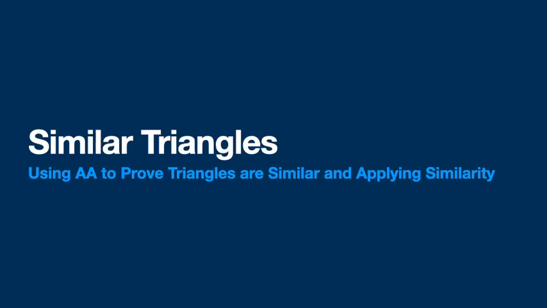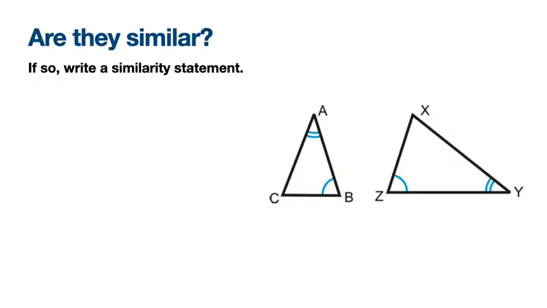Similar triangles. In this lesson, we will use the angle-angle similarity postulate to prove triangles are similar, and then we will apply similarity. In our first example, we see a diagram of two triangles and some angle markings. We see nothing about side lengths. We are asked to determine, are these triangles similar, and if so, to write a similarity statement.